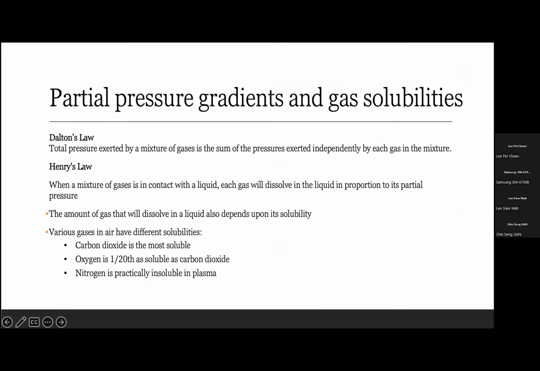There is another law, Dalton's law, which tells us that the total pressure exerted by a mixture of gas is the sum of the pressures exerted independently by each gas in the mixture. When a mixture of gas is in contact with a liquid, the gas will dissolve in the liquid in proportion to its partial pressure. In short, the amount of gas that dissolves in the liquid depends on its solubility. Different gases have different solubility. Carbon dioxide is most soluble. Oxygen is only 1/20 as soluble as carbon dioxide, whereas nitrogen is not soluble at all.